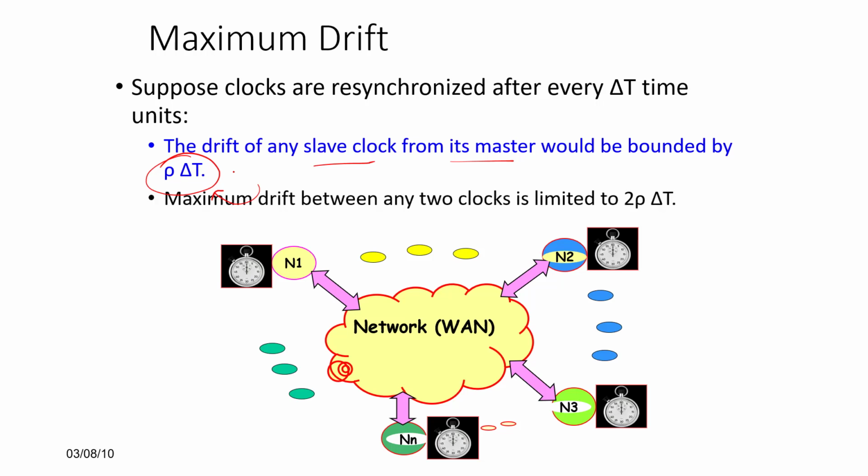So the maximum drift between any two clocks, which basically means any two slave clocks. Given that each of them can drift by rho delta t units as opposed to the master, they can of course drift in different directions, one in the positive, one in the negative. So the difference between them will become 2 rho delta t units. This is the maximum difference that can accumulate in a period of delta t between any two slave clocks, not the slave and a master, but between any two slaves.